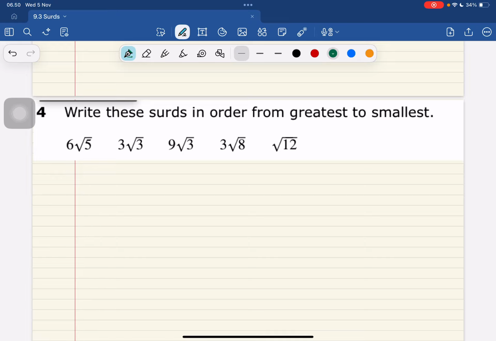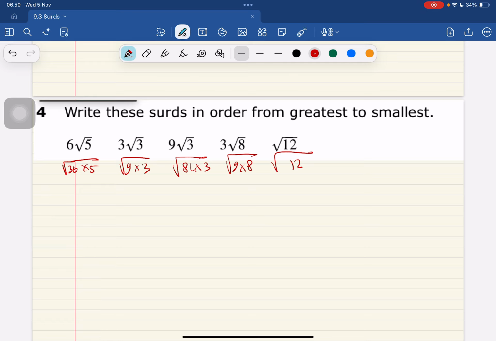Okay, to find the greatest to smallest, let us convert this. So this is going to be square root of 36 times 5. This is 9 times 3. Okay, 9 squared is 81 times 3. This is 9 times 8. 12. Okay, it's already 12.